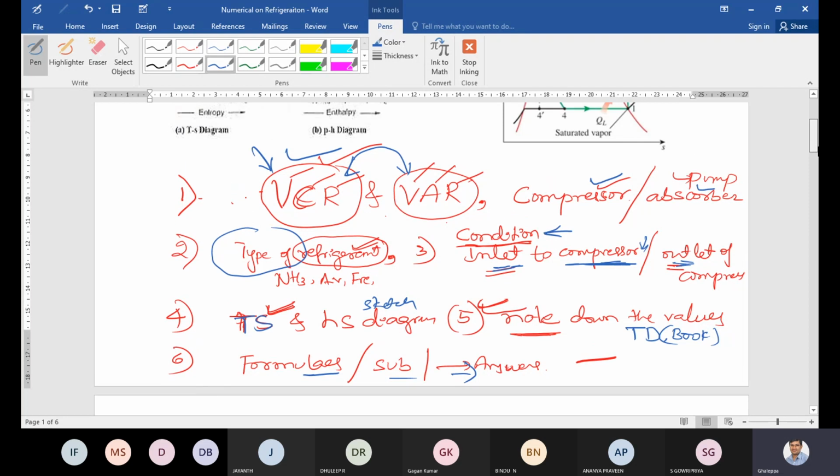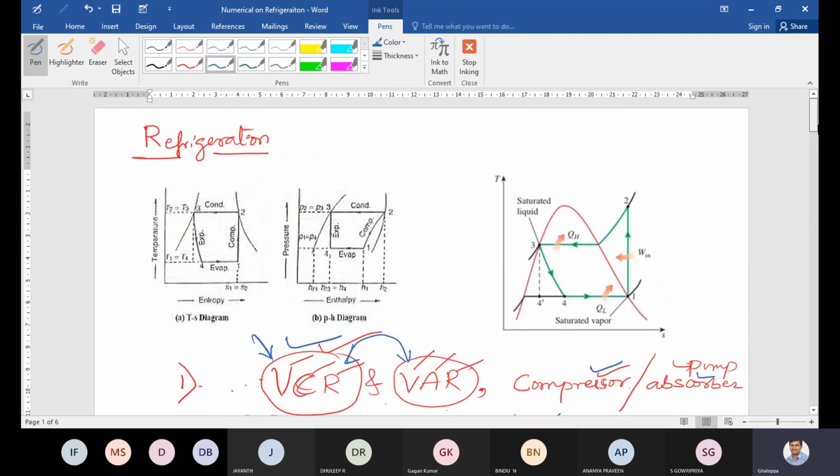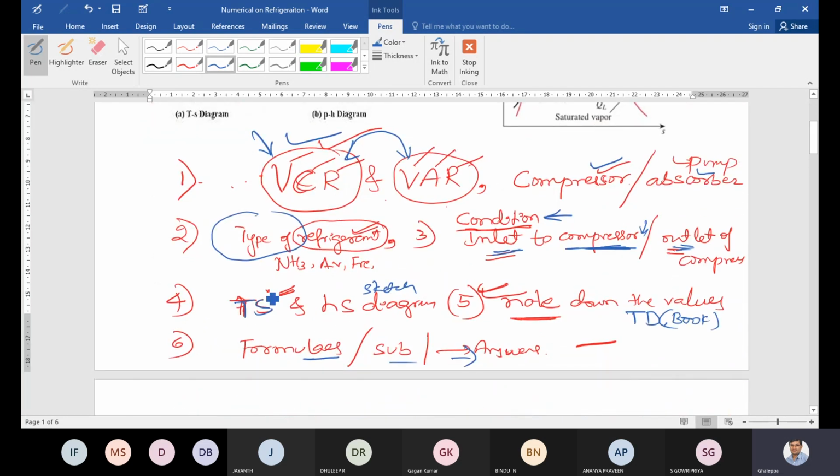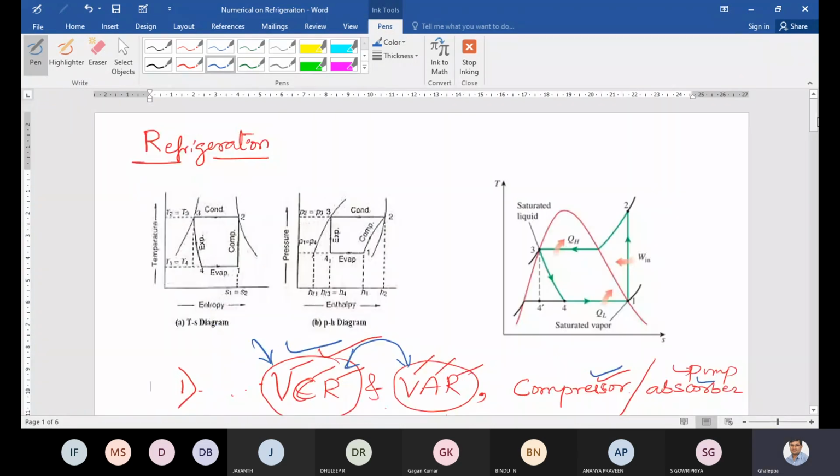We'll take one statement. Before that, let me explain point number 3: what is inlet and what is outlet, so that the numerical becomes easy for you. Okay, dear students, first observe the third diagram. This is diagram A, this is B, this is C. The third diagram is a TS diagram.